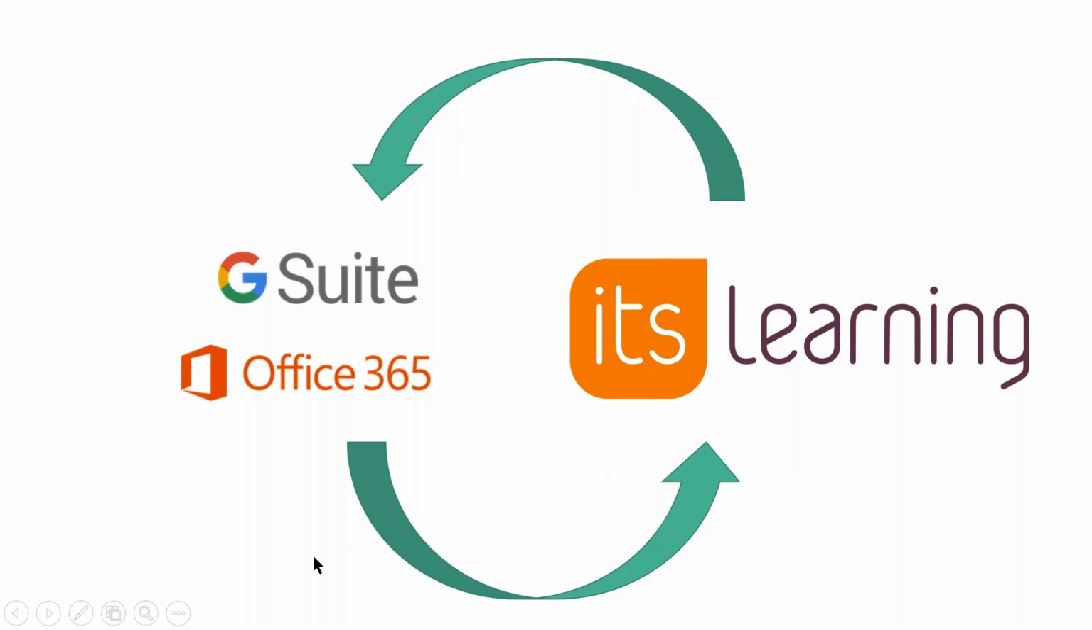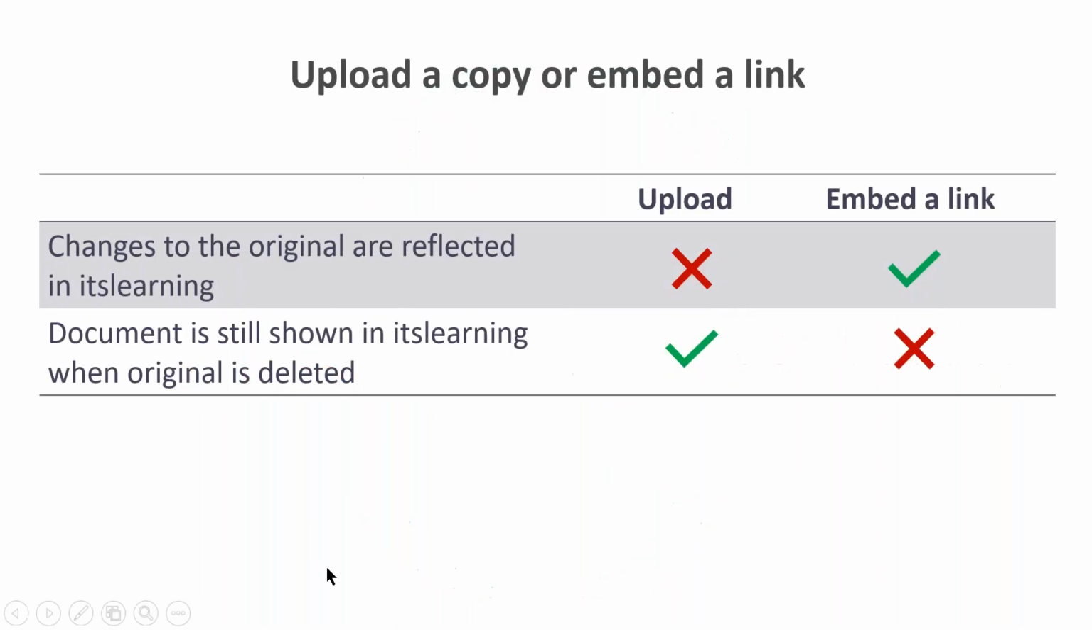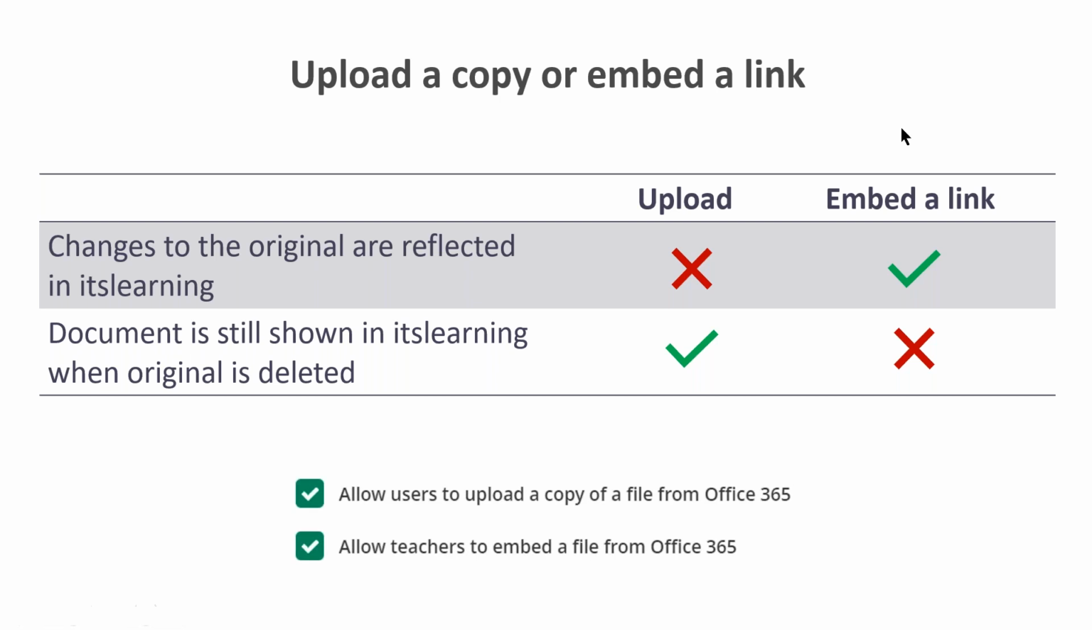Now, we've had several upgrades to our G Suite and Office 365 integrations. And so the first update is that now you will be prompted to either upload a file or to embed the link. Well, what's the difference? One of them is static and one of them is live.